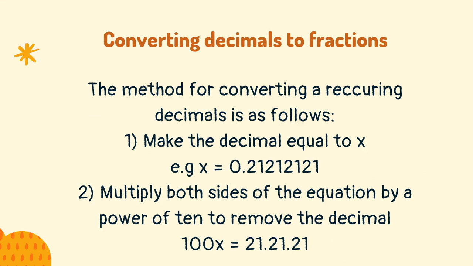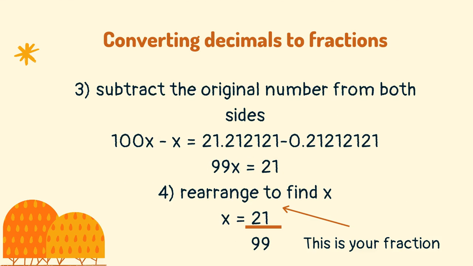The method for converting recurring decimals is as follows. Make the decimal equal to x, for example x equals 0.212121. Multiply both sides of the equation by a power of 10 to remove the recurring part: 100x equals 21.212121. Subtract the original number from both sides: 100x minus x equals 21.212121 minus 0.212121. 99x equals 21. Rearrange to find x equals 21 over 99.